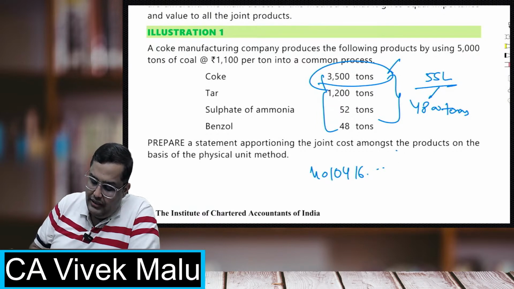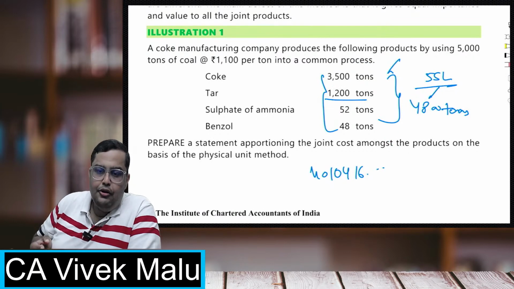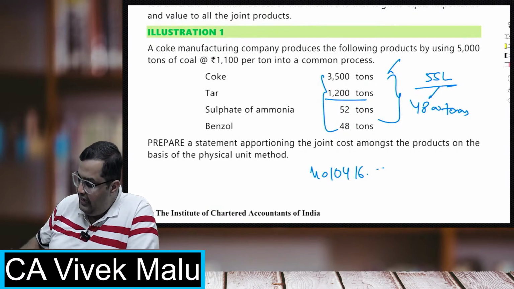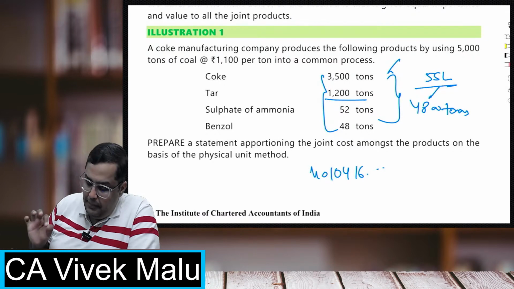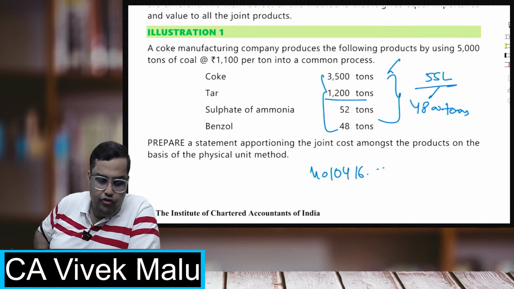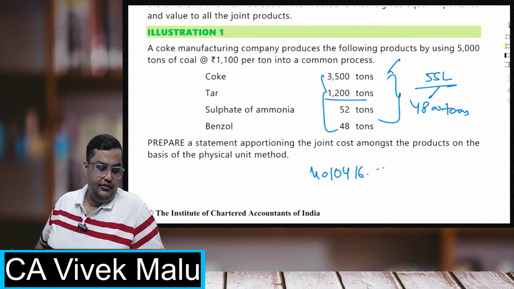Now students, do one thing, calculate for tar. This 55 lakh, which is the common expenditure, is being done for 4,800 tons. So 55 lakh divided by 4,800 tons, multiply this by 1,200 tons and tell me how much is the cost of tar. You can round off the figure. I'm waiting for your answers.